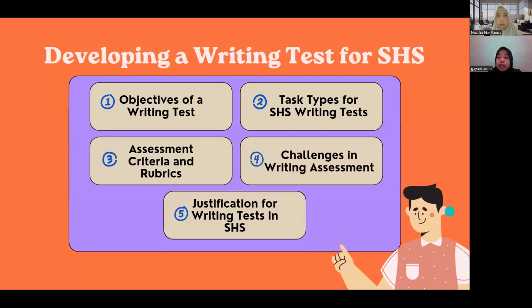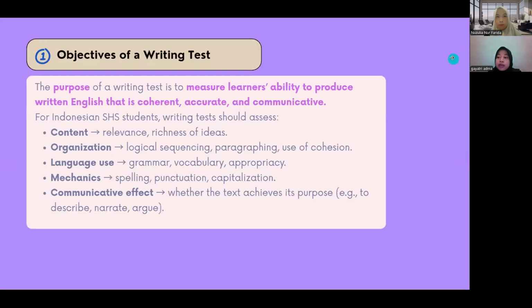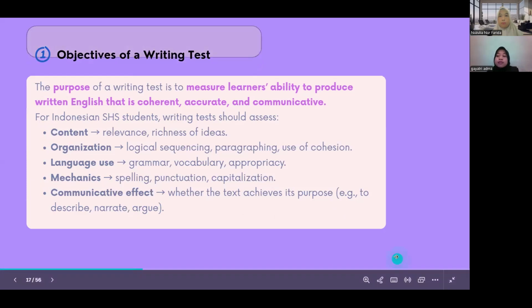In the previous meeting, we were not only talking about the reading test, but also about how to develop a writing test. I will give a short review here of the writing task. The purpose of the writing task is to measure the learner's ability to produce written English that is coherent, accurate, and communicative. We can also pay attention to these items: content, organization, language use, mechanics, and communicative effect.